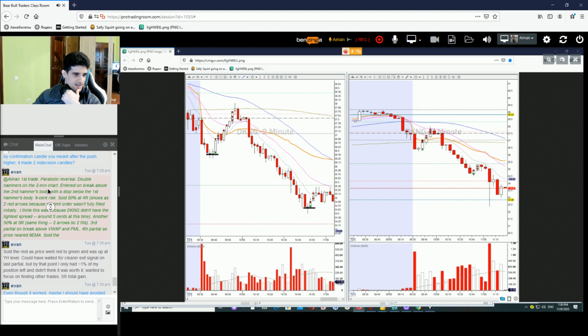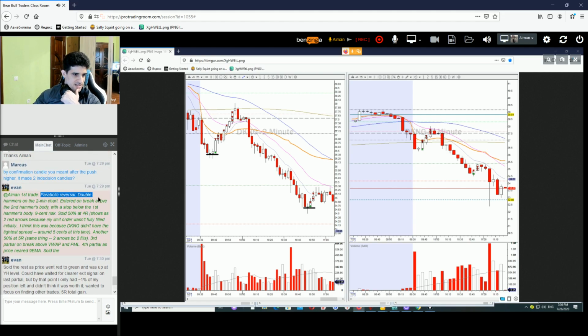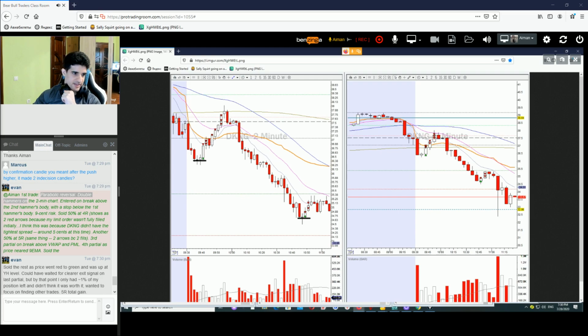Ivan's first trade was a parabolic reversal, double hammers on the 2-minute chart. That's it, you see guys, parabolic reversal, it means it's extended from the 9 moving average on the 5-minute chart. Confirmation candles, double hammers or a doji and then a hammer on the 2-minute chart, entered on the break above the hammer's body, 9-cent risk, sold 50% at 4 R.